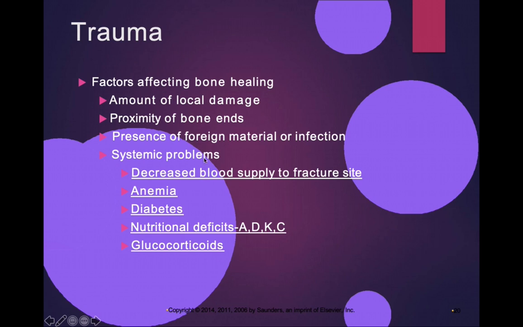Or are there systemic problems? Are there pre-existing conditions like diabetes, anemia? Is the person on glucocorticoids, which will impact blood vessels? Does the fracture site have good or bad blood supply? What's their nutrition look like? Are there deficits, especially for vitamin A, D, K, and C? These are all needed for healthy bones.